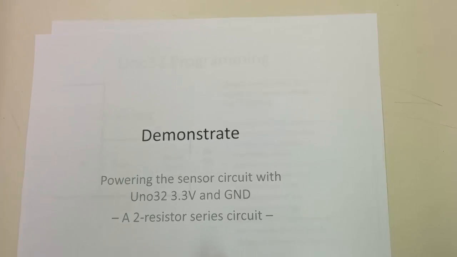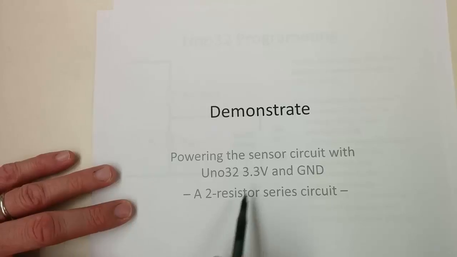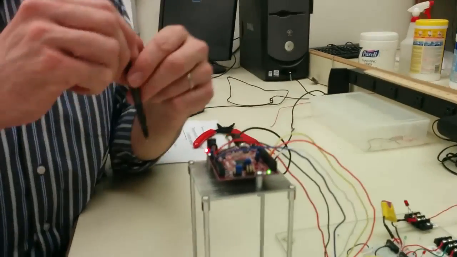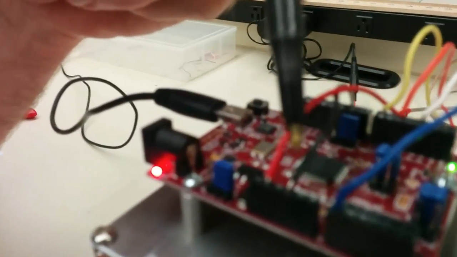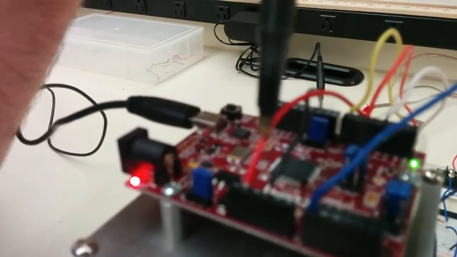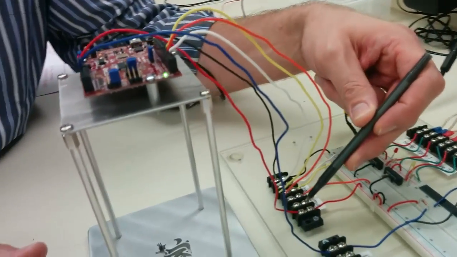Alright, so let's take a look. We're going to show you where the wiring is for this. Again, it's a 2-resistor series circuit. Let's take a look at this. So we've got 3.3 volts and ground, right? So we have to look closely here on the board and draw 3.3 volts coming out and ground. So let's look at the 3.3 volts first.